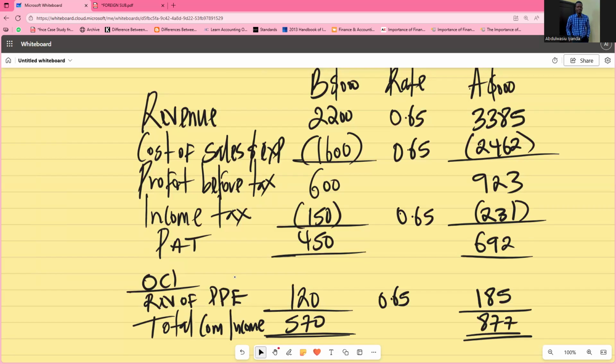So that is the first thing that you need to do. This is the income statement. This is the word, the income statement. So let's just finish this one working, then we'll move to the statement of financial position.